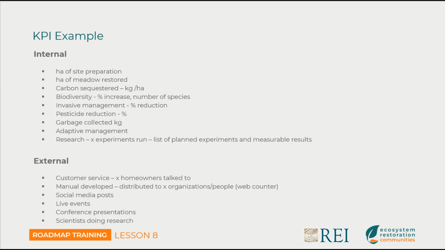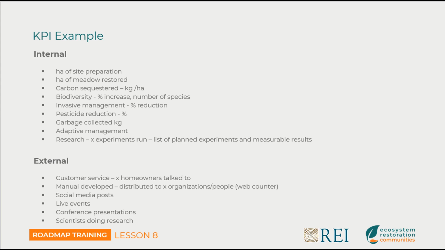So here's an example of KPIs for the meadow project that we were doing. Internally, we were measuring things like the hectares of site that were prepared for restoration, the hectares of meadow restored, carbon sequestered in the soil and in the plants, biodiversity, the percentage increase, number of new species, invasive species management, how much did we reduce it, garbage or pesticide reduction, garbage collected, adaptive management, what things did we do, what research, which experiments were run, experiments that were planned and other measurable results.